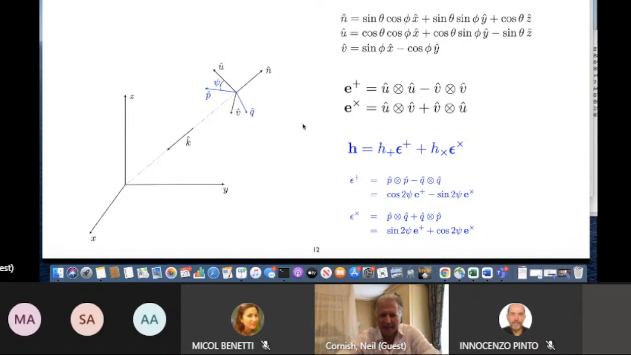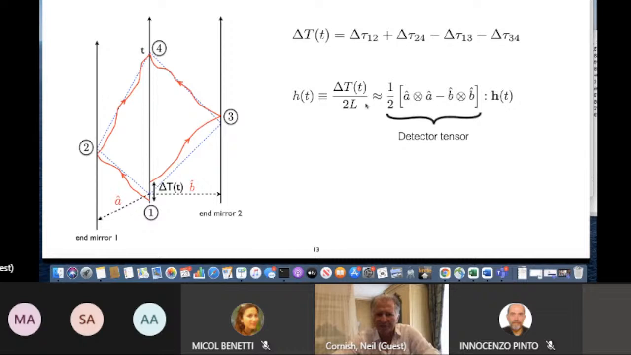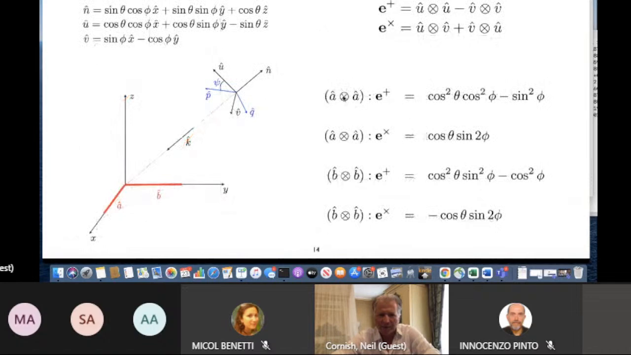And so for a laser interferometer, you've got four of these time delays. You've got from 1 to 2, and then 2 to 4, and then you subtract off 1 to 3, 3 to 4, and that combination gives you the total time delay. And you can work here in the limit that the gravitational wavelength is much larger than the arm length, and it simplifies down to this: you've got the vectors A and B, which are along the arms of the detector, and it's just the difference of those tensor products contracted in with the gravitational wave, and that's the response. And then when you calculate that out, including the polarization tensors there, you just calculate out all of these inner products, and you get these various factors here.